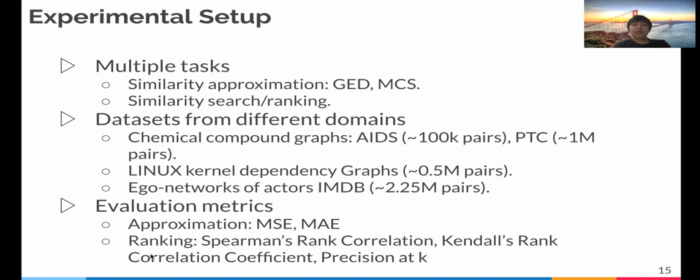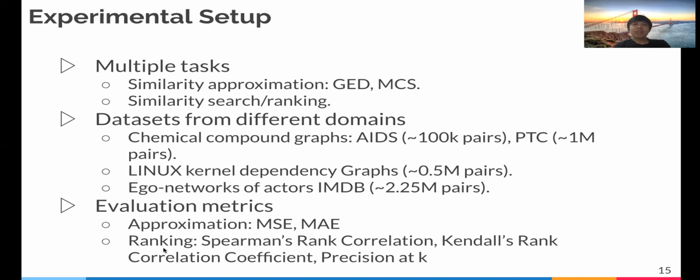So we use 4 different data sets from different domains, including data sets from the chemical domain, such as ETS and BTC, and from the software security domain, such as Linux, and one data set representing the ego networks of actors called IMDb. And the number of graph pairs in these data sets ranges from 100,000 pairs to 2.25 million pairs.